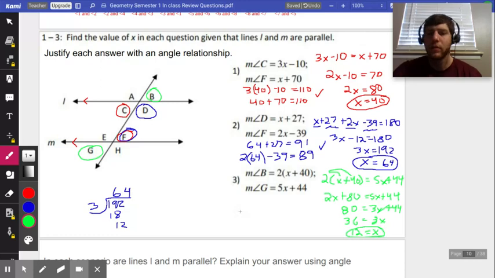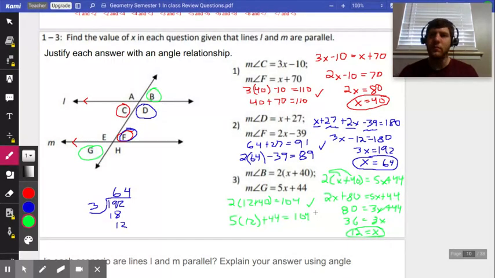Okay, if we substitute it back in just to make sure here. So 2 times 12 plus 40. So that's 52 times 2 is 104. Okay, and then we have 5 times 12 plus 44. So 5 times 12 is 60. 60 plus 44 is 104. So we know we're good. So you just have to check the angle pairs, see if they're congruent or supplementary. If they're congruent, you set them equal to each other. If they're supplementary, you add them up to 180.